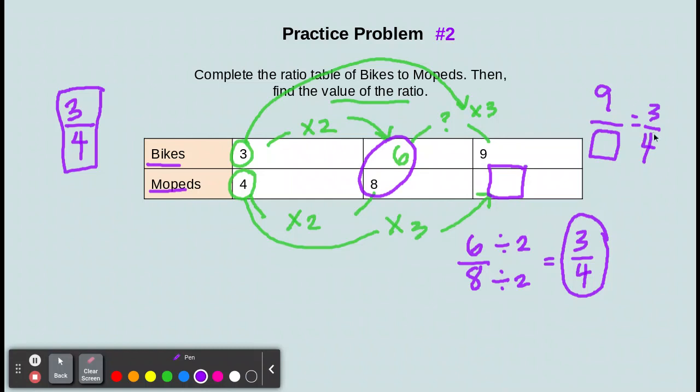So complete the table, and I guess I gave you the value of the ratio, didn't I? All right, that concludes 5.1.